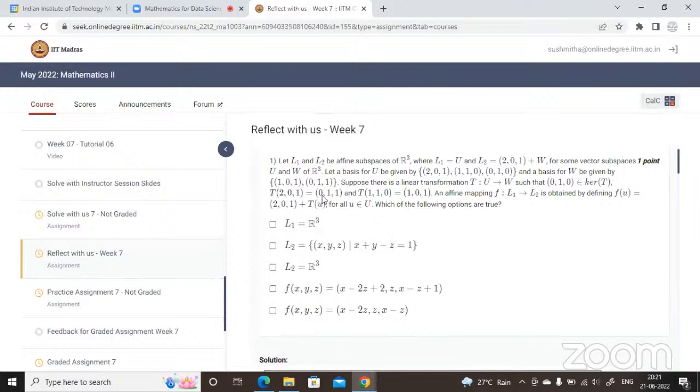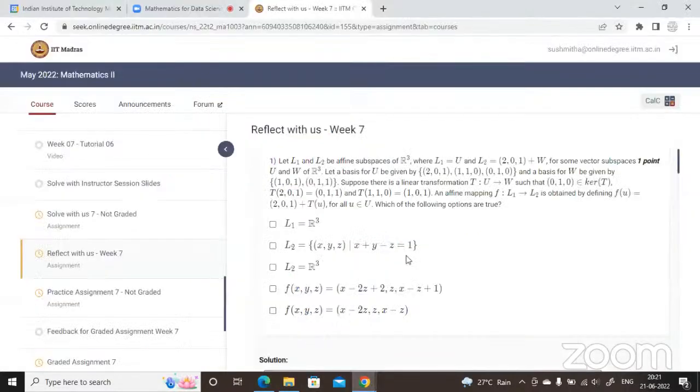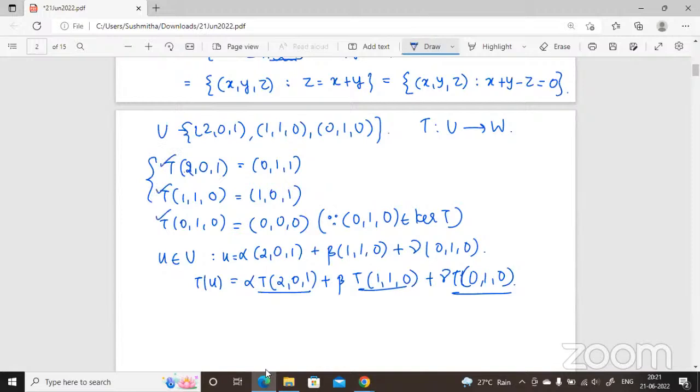So here we have T of (2,0,1) and T of (1,1,0). Only these two are given. I don't know the information about the third, but instead I'm given some extra information: (0,1,0) belongs to the kernel of T. (0,1,0) is the basis vector. If it belongs to the kernel of T, then it is equal to (0,0,0). So now I know the linear transformation, because I know the linear transformation on the basis elements.